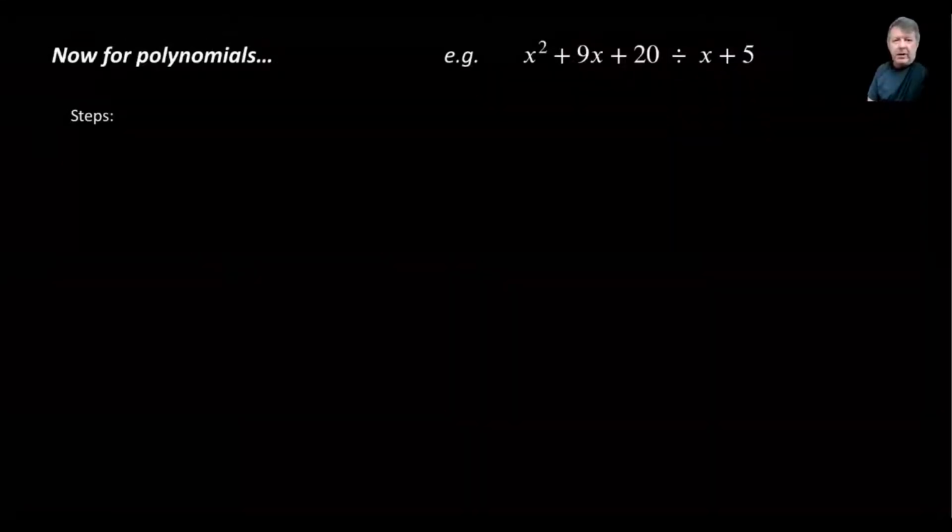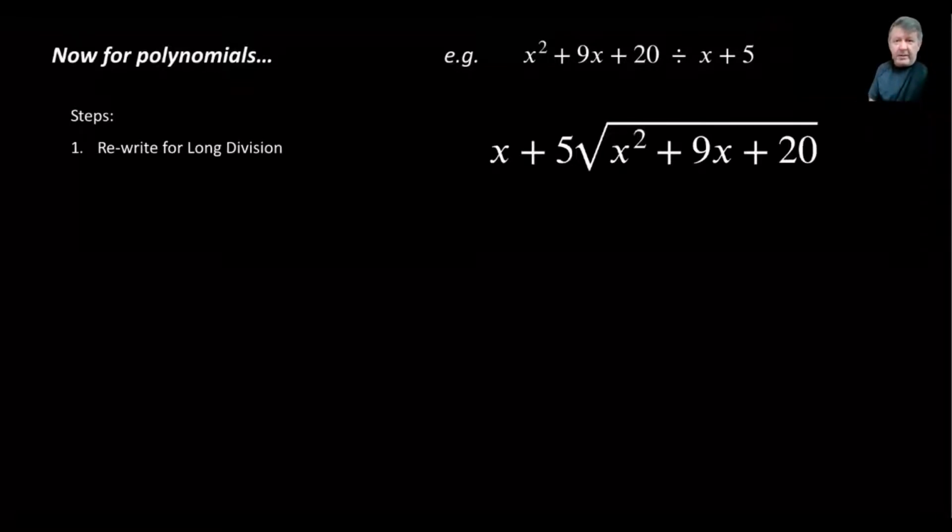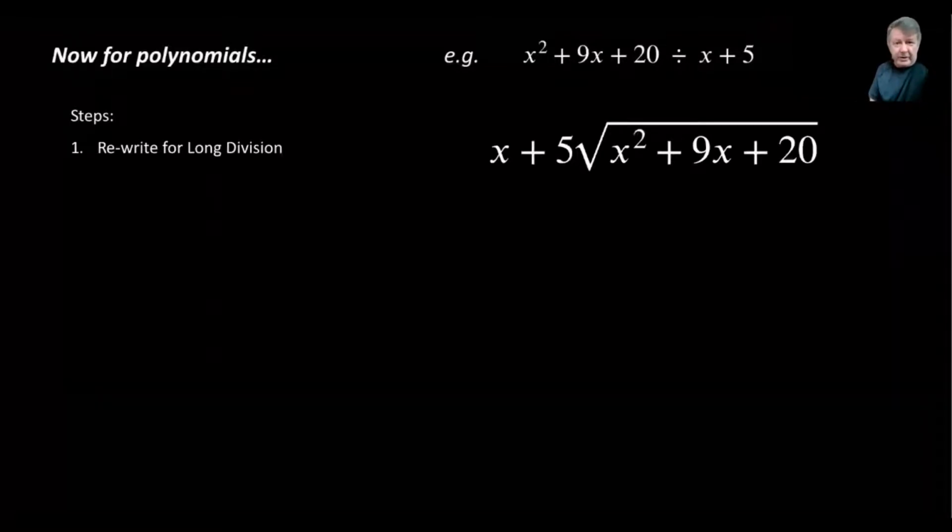Okay, now it's time to start looking at polynomials and division. All right. First example, we've got an expression here, polynomial, x squared plus 9x plus 20. And we're going to divide that by x plus 5. Another way to think about it, how many x plus 5s go into that expression? As you probably guessed, we're doing long division. So first step is going to be, we have to write it as long division.